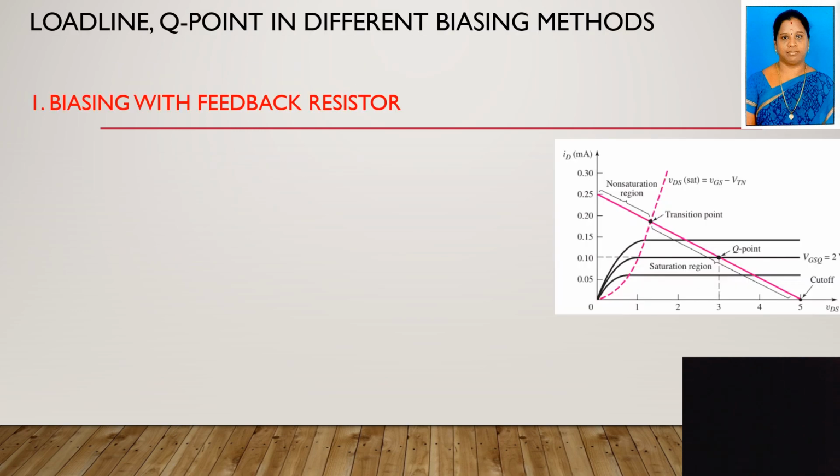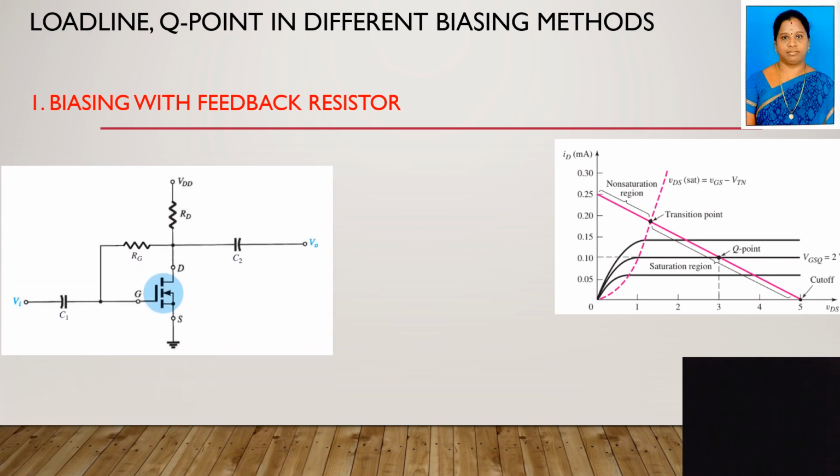Next we are going to see the load line and Q point in different biasing methods. We are going to see two different biasing methods of MOSFET. The first method is biasing with feedback resistor. See here, this is your biasing, and this RG is nothing but the feedback resistor. That's why it is called biasing with feedback resistor.